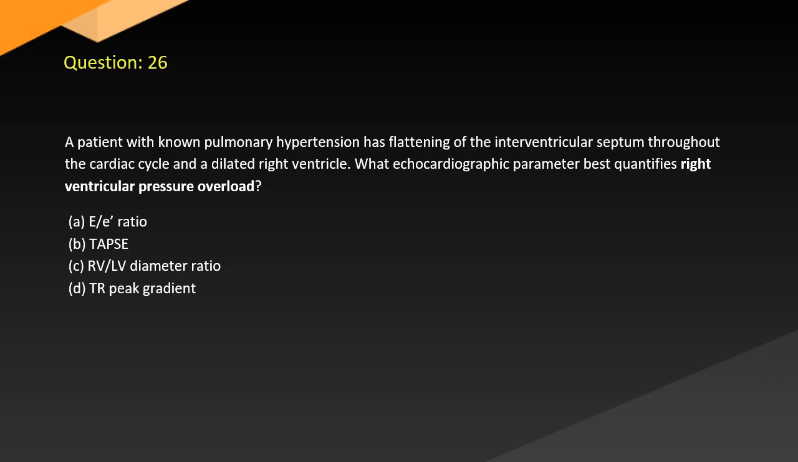Question 26. A patient with known pulmonary hypertension has flattening of the interventricular septum throughout the cardiac cycle and a dilated right ventricle. What echocardiographic parameter best quantifies right ventricular pressure overload? A. Ratio. B. TAPSE. C. The RV to LV diameter ratio. D. Peak gradient.